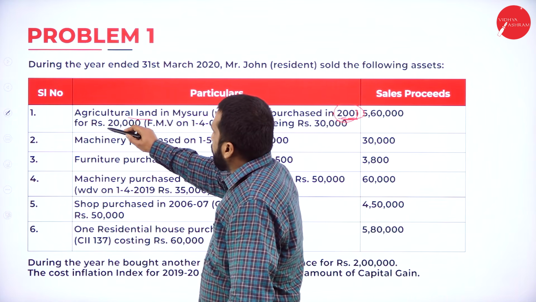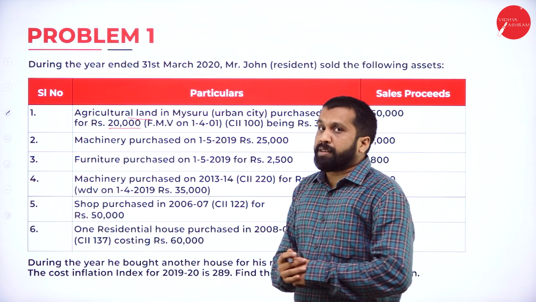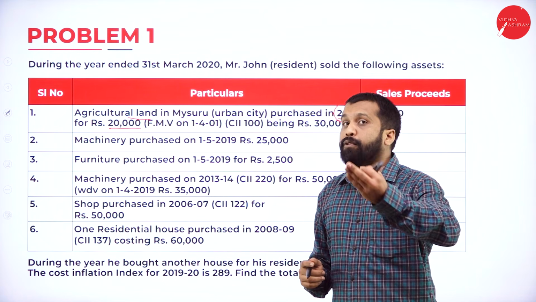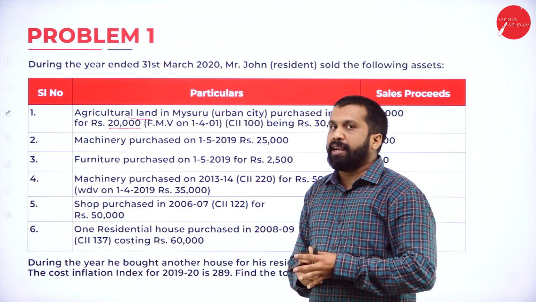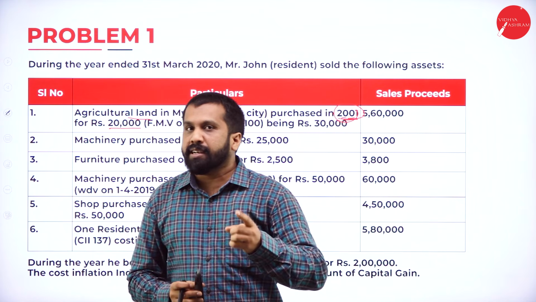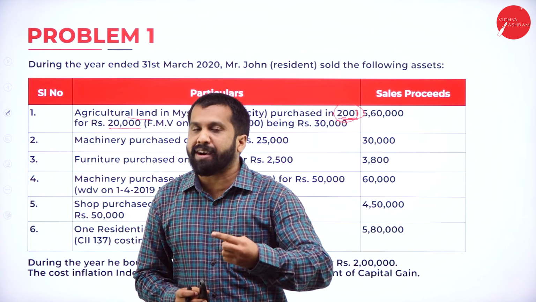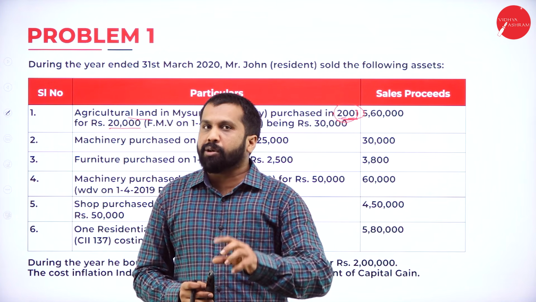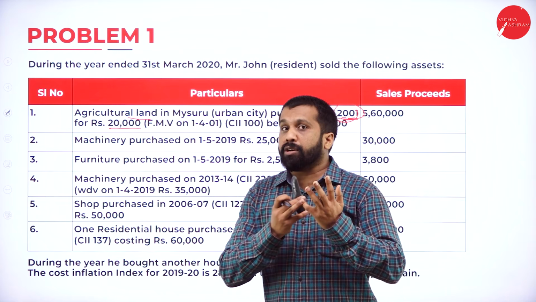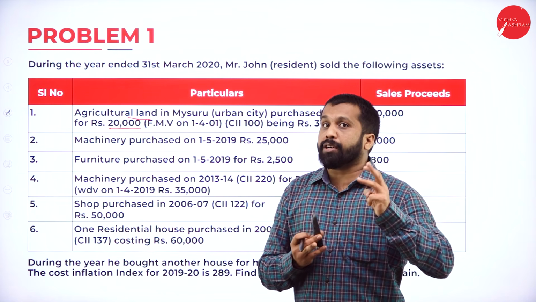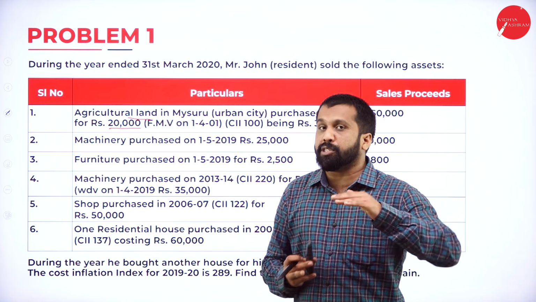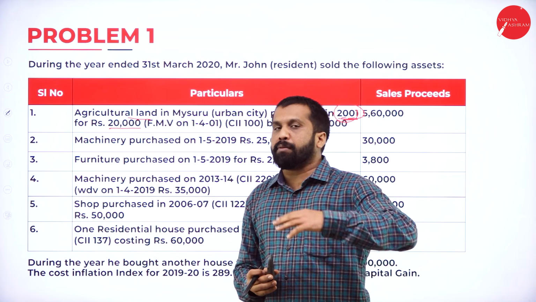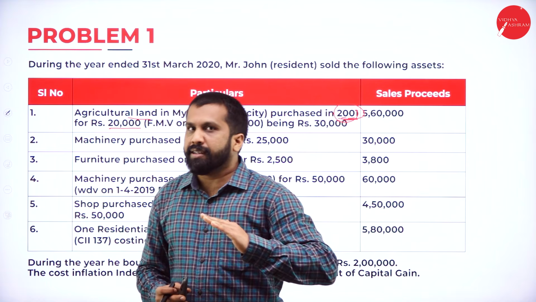Now, 20,000. At what price you purchased? 20,000. But anything which is purchased before or on 2001, along with the purchase price, the government will give you the fair value also. So always remember, the actual cost of purchase or the government given rate, fair value, whichever is greater, we should consider, because that is a benefit for us. If you take more value, your tax will be less.